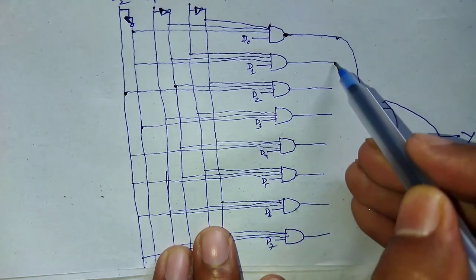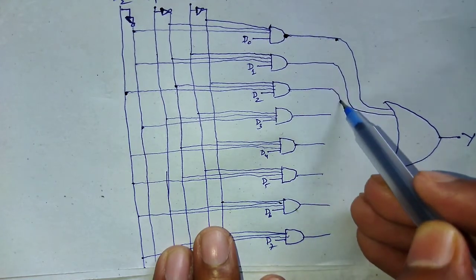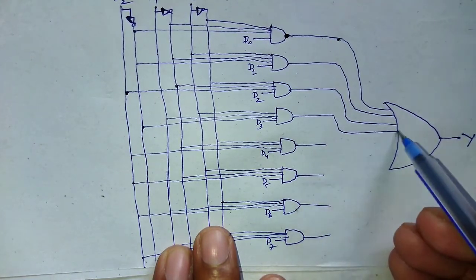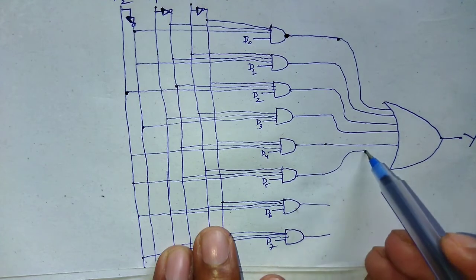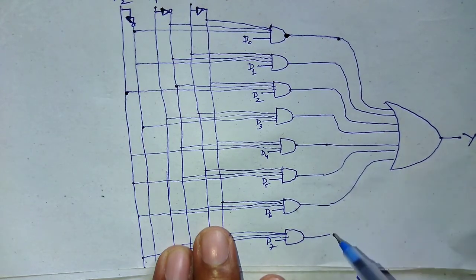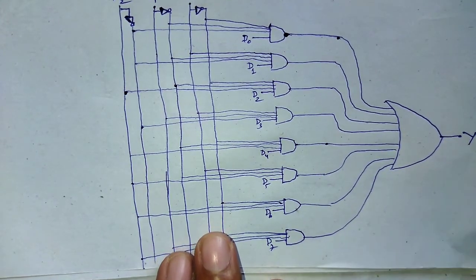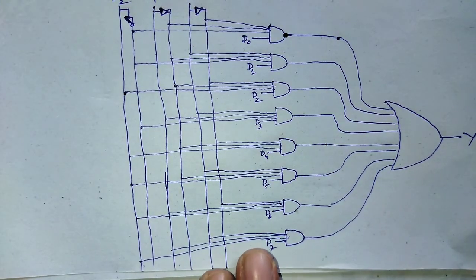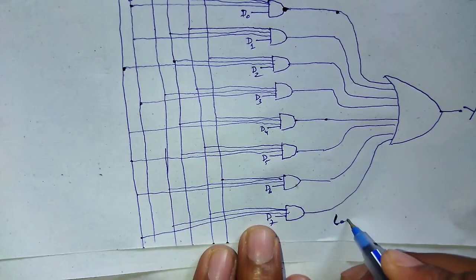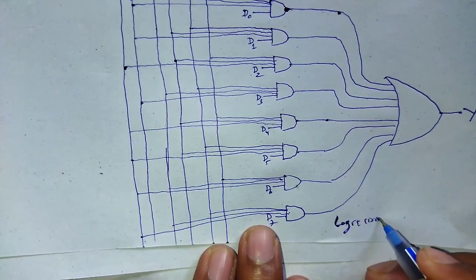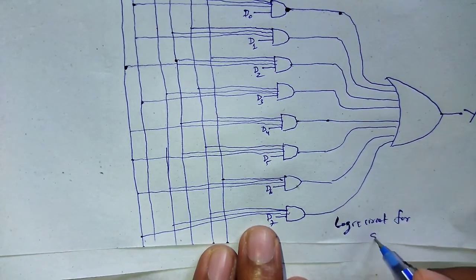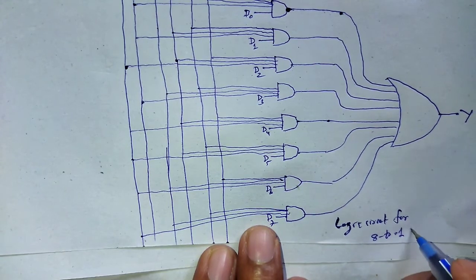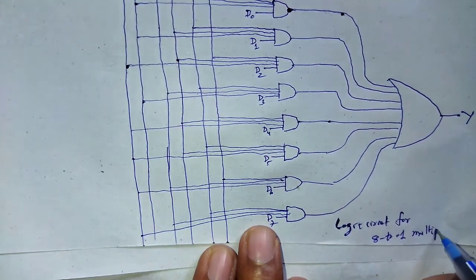These are the inputs towards that of the OR gate. This type of logic circuit is known as the logic circuit for 8 to 1 multiplexer.